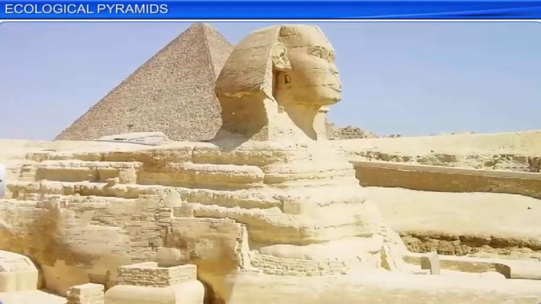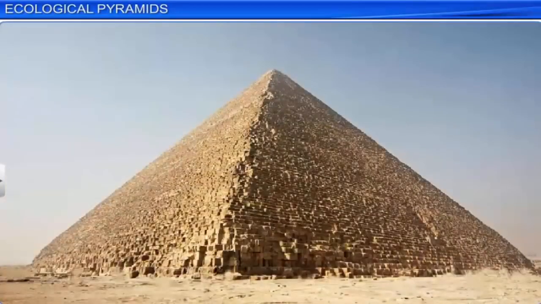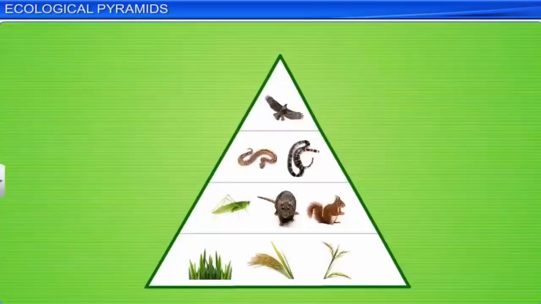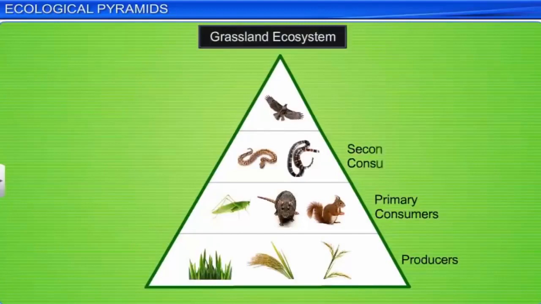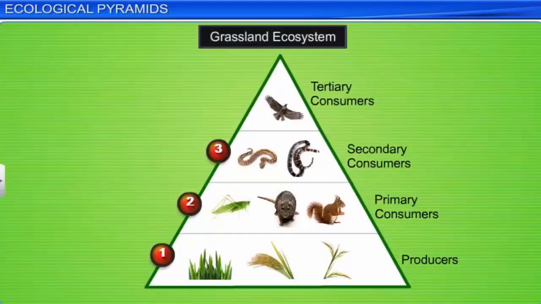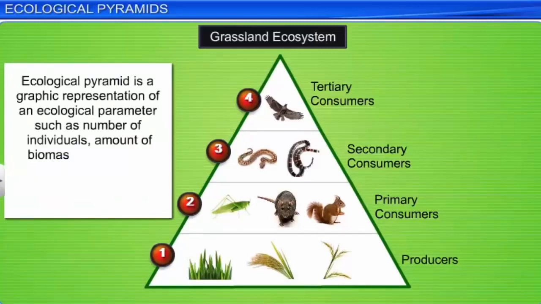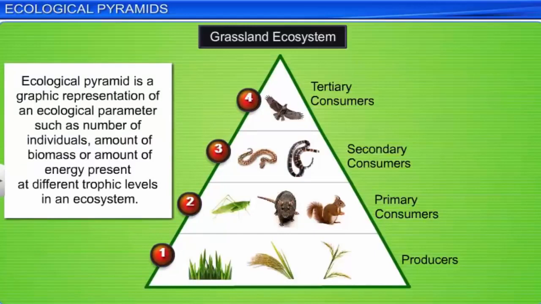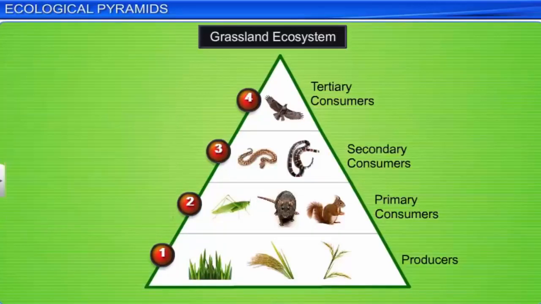All of us know about the pyramids of Egypt, one of the 7 wonders of the ancient world. This pyramid structure is also obtained when we illustrate the number or biomass or energy of different organisms at different trophic levels in an ecosystem, also known as the ecological pyramid. The ecological pyramid is a graphic representation of an ecological parameter such as number of individuals, amount of biomass, or amount of energy present at different trophic levels in an ecosystem. Trophic levels represent the position of organisms in the food chain.